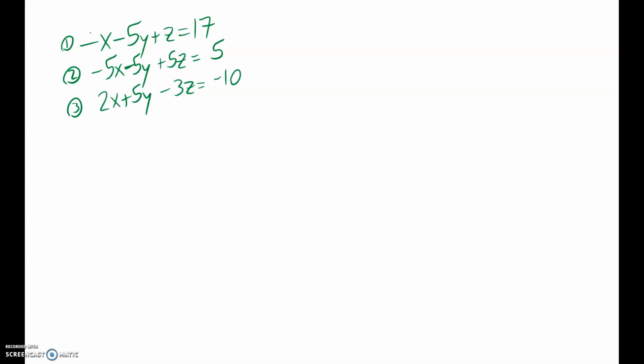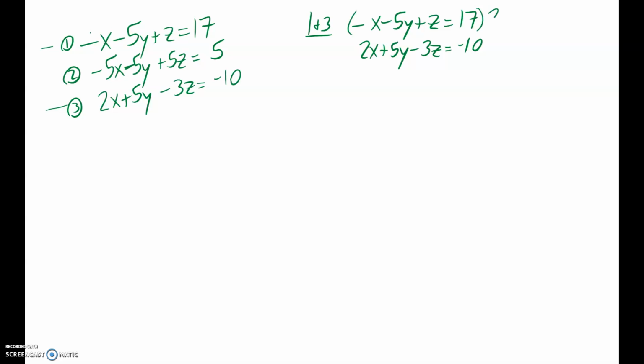You might have to multiply by some things, but what I'm actually going to do is combine 1 and 3 in this case. I'm going to combine these two. So if I do negative x minus 5y plus z equals 17, and I do 2x plus 5y minus 3z equals negative 10, okay? You'll notice I don't have to multiply by anything. You could if you wanted. You could multiply the first equation by 2 and then cancel out the x's if you wanted. But you certainly don't have to do that. Choose the easiest option you can.